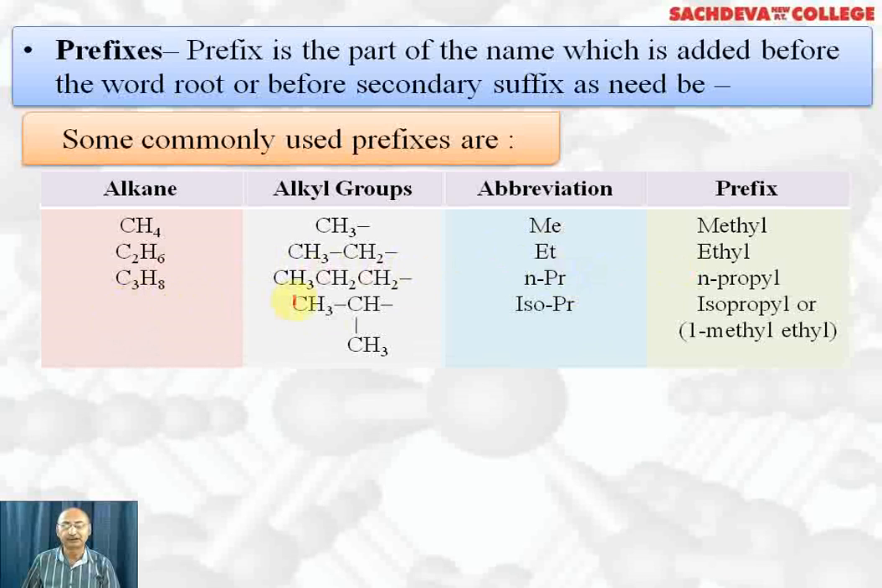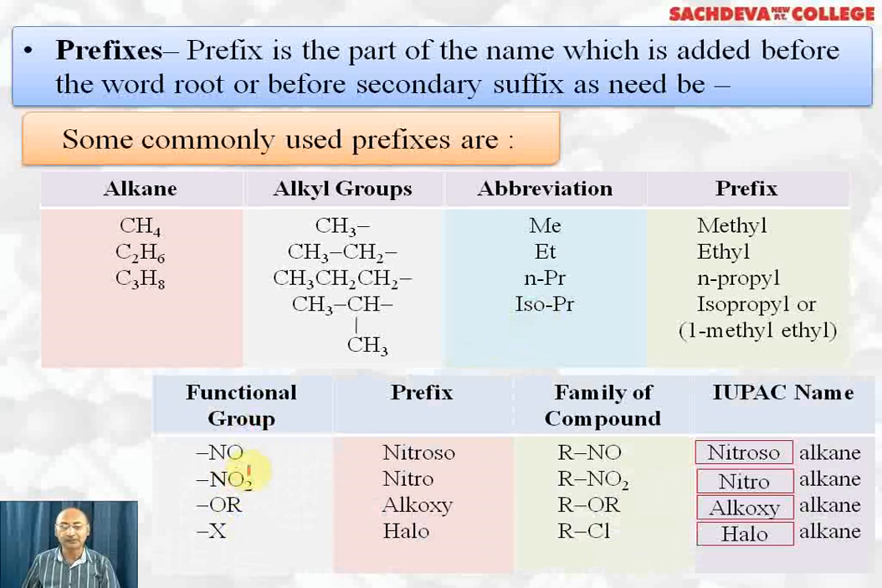C3H8 can be called normal propyl or isopropyl, depending upon which valency is free. Here the valency of the primary carbon is free, so it is called normal propyl. And here the valency of the secondary carbon is free, so it is called isopropyl. Isopropyl can also be called 1-methylethyl.